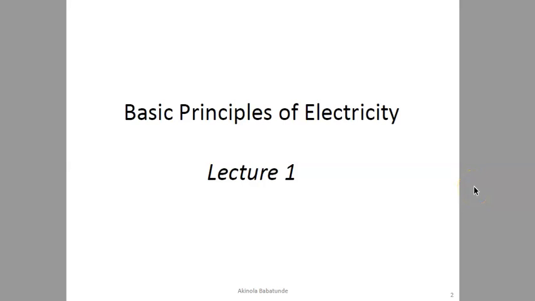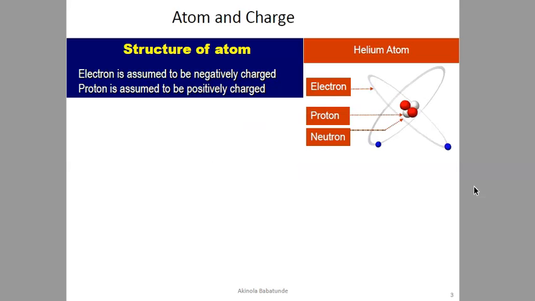Basic principles of electricity. We will start by talking about atom and charge. What is the structure of an atom? An atom is made up of electron, neutron, and proton. The electron is assumed to be negatively charged, while the proton is assumed to be positively charged. The neutron, on the other hand, is neutral.